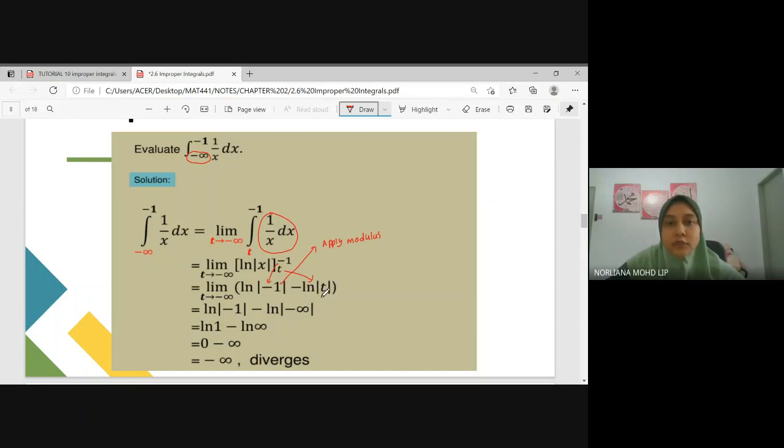Then substitute t equal to negative infinity. So ln negative 1 will become ln 1, minus ln infinity, which will also be positive, ln infinity. So ln 1 is 0, 0 minus infinity is negative infinity. So it is diverge. You must write the conclusion for this, diverge. So that is the effect here of the modulus. You must apply the modulus.